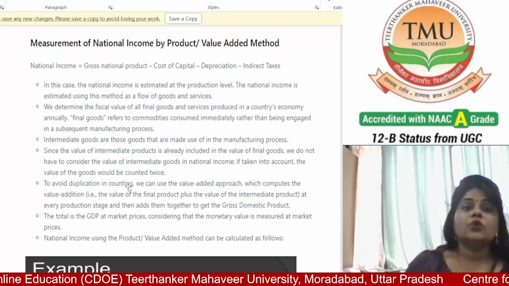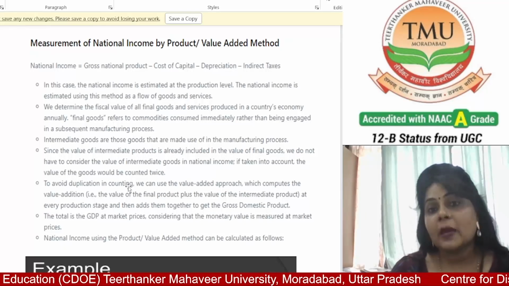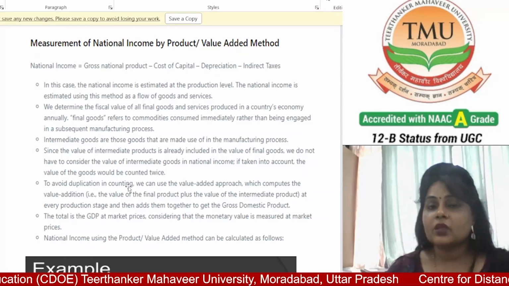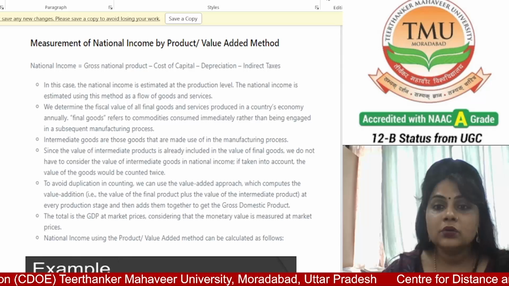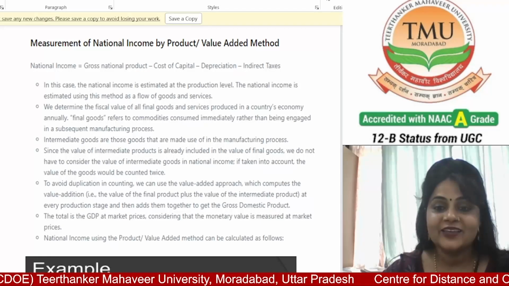National income is equal to gross national product minus cost of capital minus depreciation minus indirect taxes. So, if we say in this method, the value, sorry, my cursor is not working well, I think.